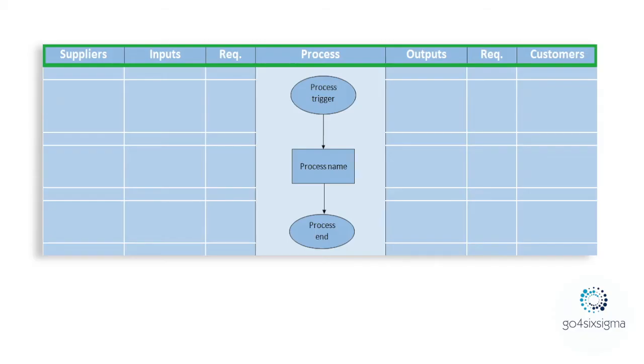What does SIPOC mean? SIPOC stands for S as suppliers, I inputs, P process, O outputs, and C as customers. SIPOC is a very powerful tool, and the value of the tool is to understand not only the process inside, but also what are the inputs to the process, what are the outputs out of the process, and what are people involved on both sides.